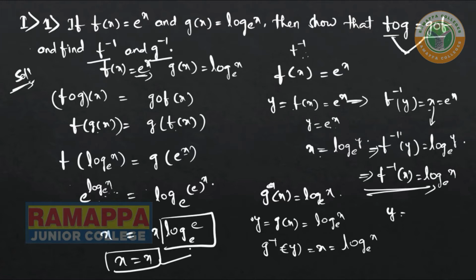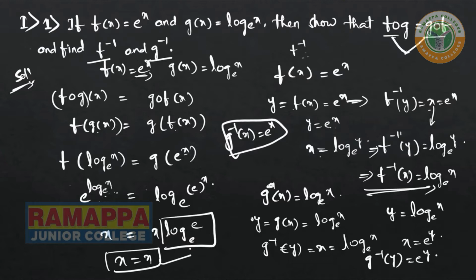Here y is equal to log e x, and from this we can write x is equal to e power of y. So g inverse of y is equal to e power of y. Okay, so e power of y. So g inverse of x is equal to e power of x. So this is the answer here.